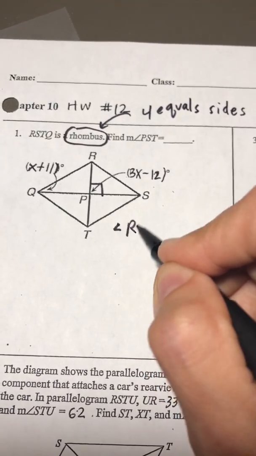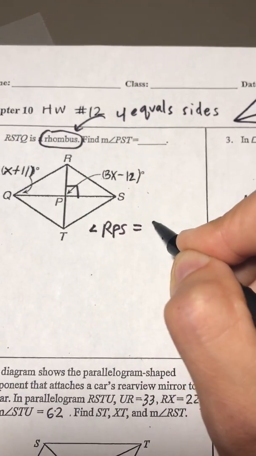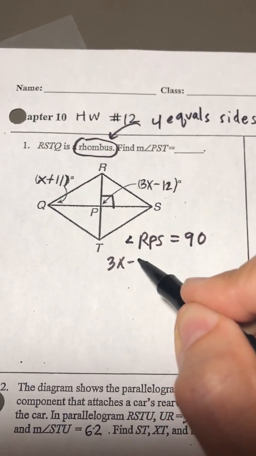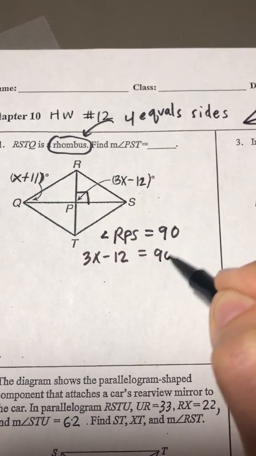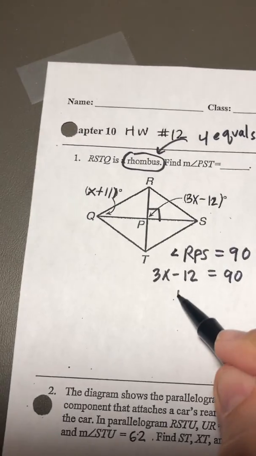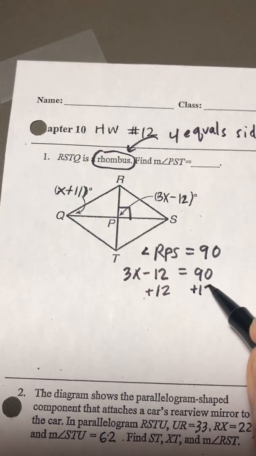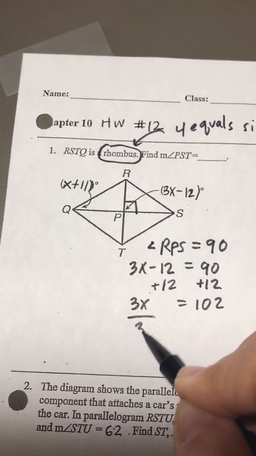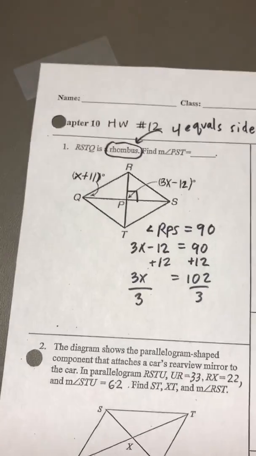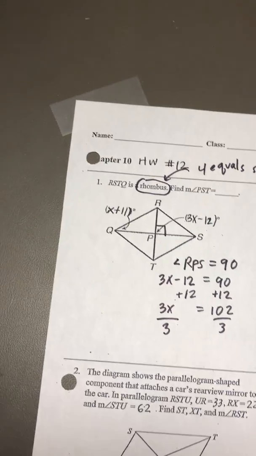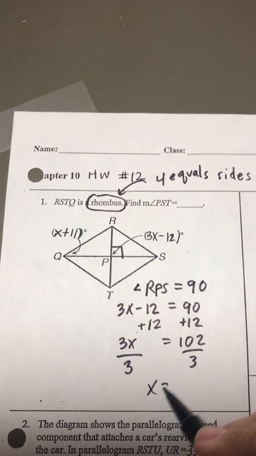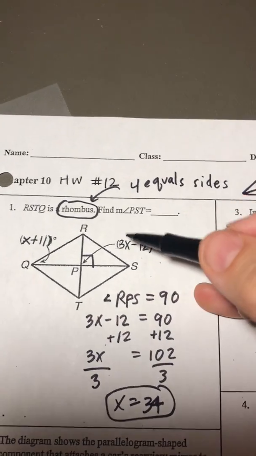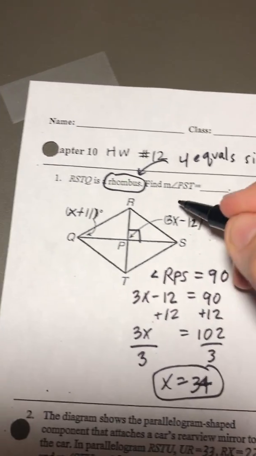So if we know that RPS is equal to 90, we can substitute in the expression 3x minus 12 being equal to 90. Then we can use the addition property of equality, and we can divide by 3 on both sides, and we get 34. But the problem doesn't end there. That really just solves the mystery of the x. So I can plug this back in just to double check.